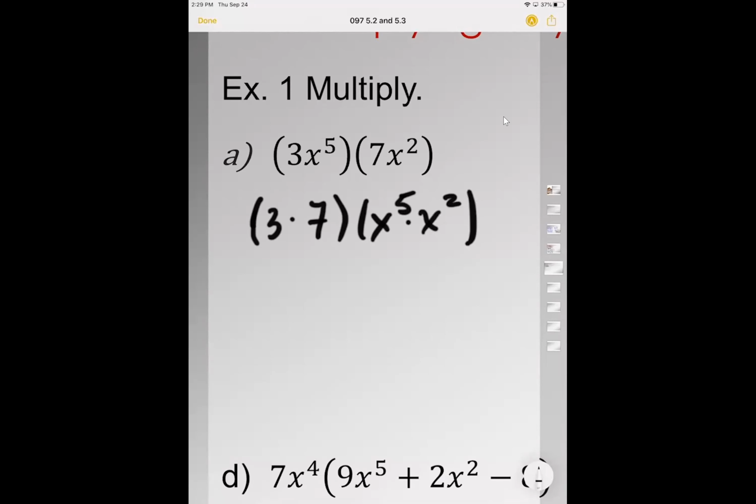Again, do we know what 3 times 7 is? Please do not tell me it's 10, right? Reminder, your rule of multiplication is the same as before. 3 times 7 will give me 21.